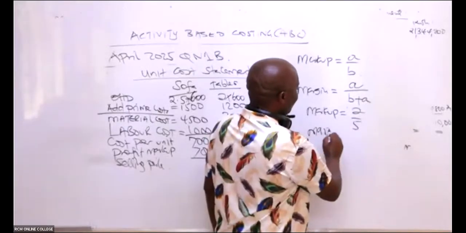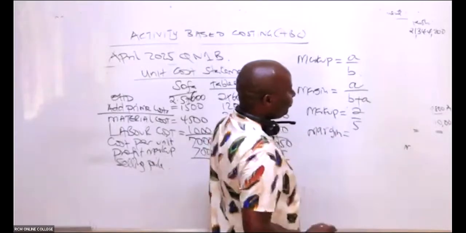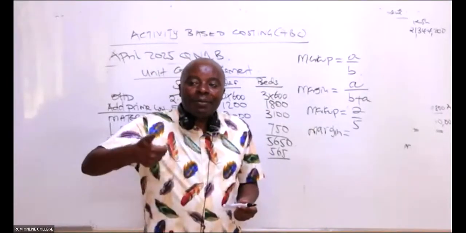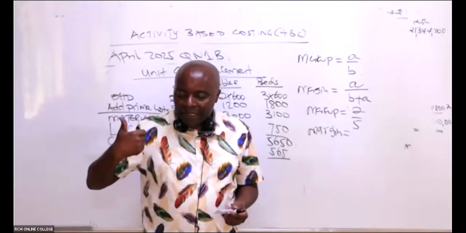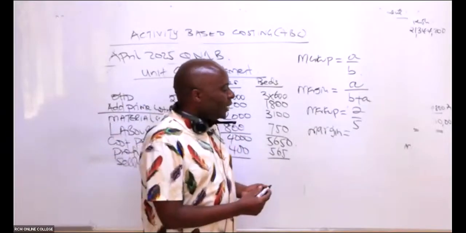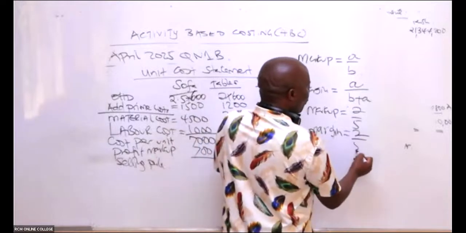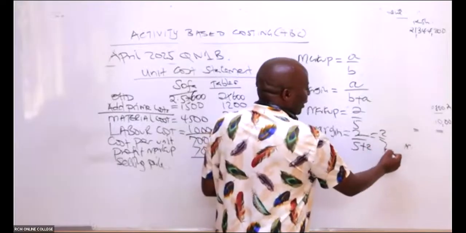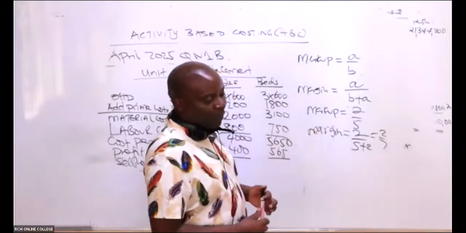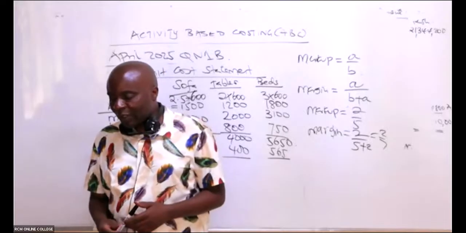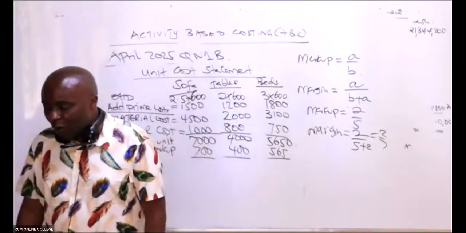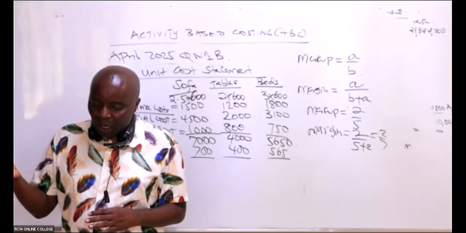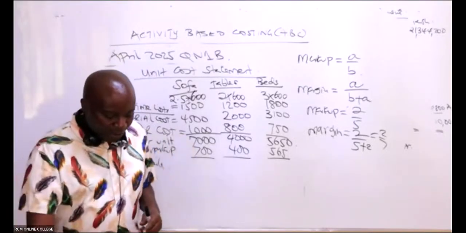If you're given markup, just for your practice, 2 over 5, who can give me the margin? 2 over 7. Because for margin, you must inflate the base. So the margin will be 2 over 5 plus 2, which will be 2 over 7. Please give me some feedback on whether you are able to follow, whether you now know how to convert markup to margin, and then I'll teach you how to convert margin to markup.